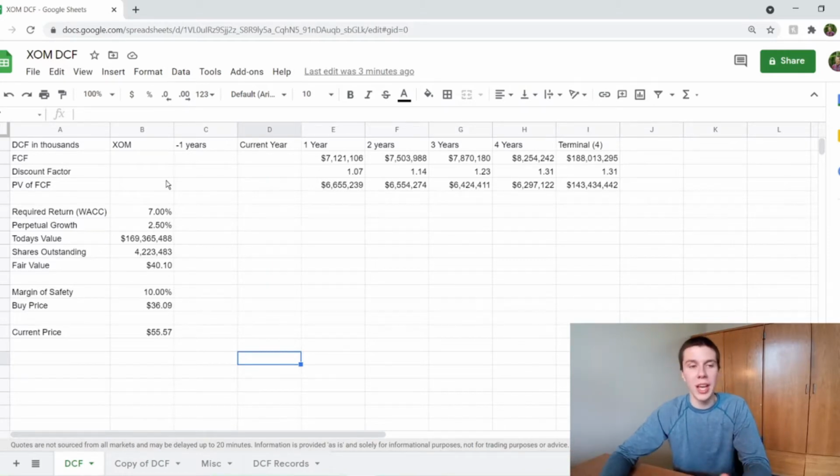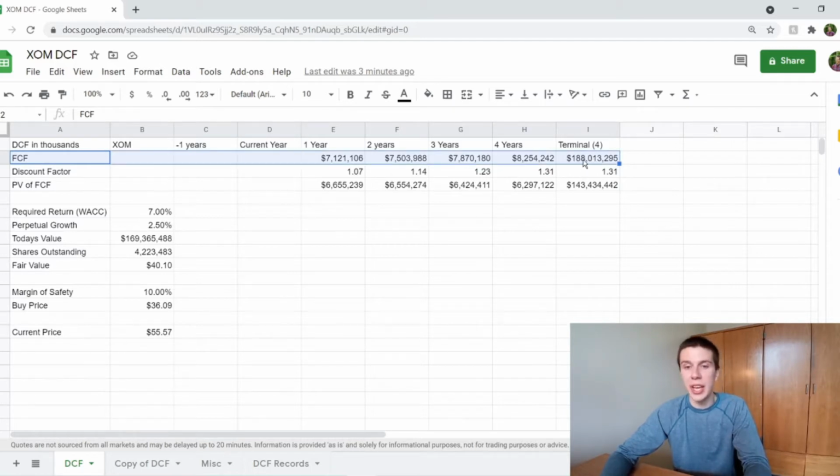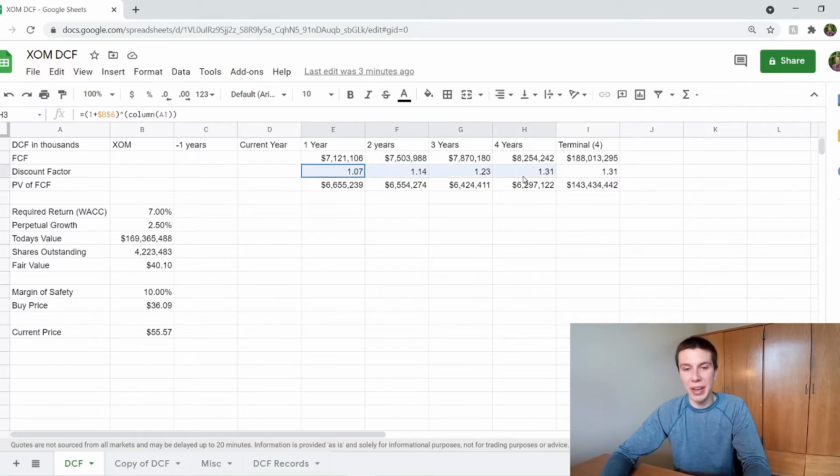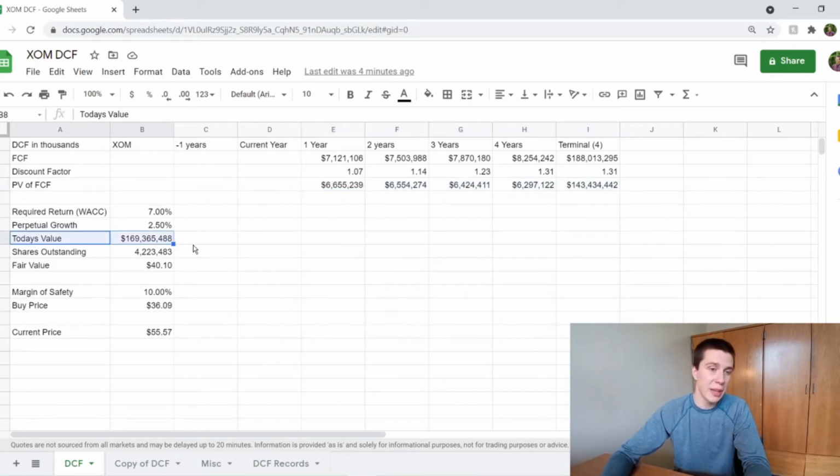So in this first one, these columns right here are the future free cash flows that I'm projecting Exxon Mobil to produce in the next few years. And this is a terminal value, which is sort of the sum of all free cash flows beyond that fourth year. And these right here are discount factors that are based on the required rate of return that we want. We're basically saying we want ExxonMobil to return us 7% a year. So these discount factors discount those future cash flows to some present value, which is listed right here. And then we add up all those present values of the future cash flows, and that gives us today's value, which is right here, around $169 billion.